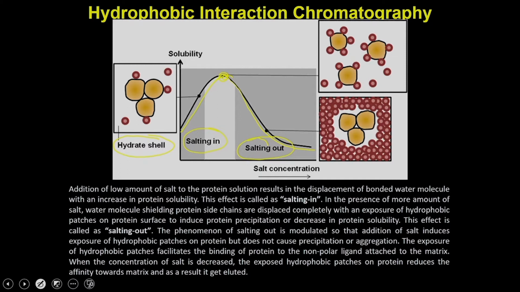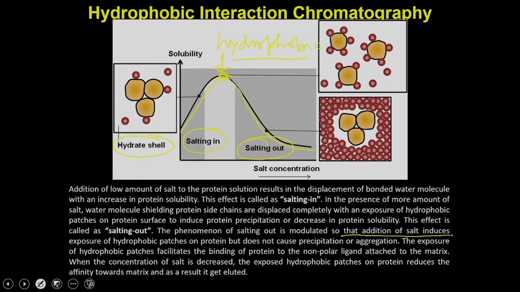So, in hydrophobic interaction chromatography, you are going to add the salt in such a way that you reach this point. By reaching this point, you are exposing the hydrophobic groups, and that is how you can utilize these hydrophobic groups for hydrophobic interaction chromatography.